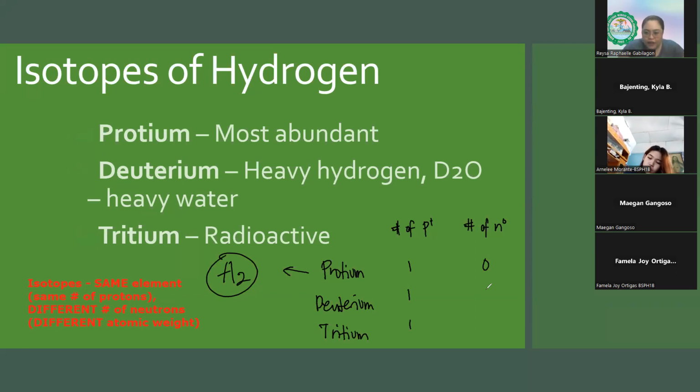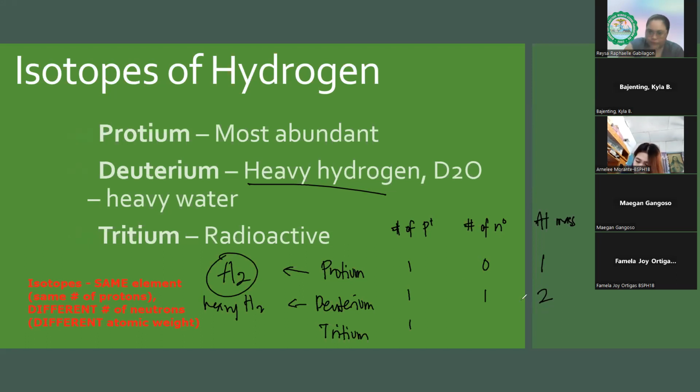And then, deuterium naman, meron siyang isang neutron. So actually, deuterium is known as the heavy hydrogen. Heavy hydrogen siya. Kasi meron siyang isang neutron. So yung atomic mass pala nila, ilagay ko dito ha, this is 1. Ito, 2 na siya. Kasi di ba ina-add natin for atomic mass, number of protons plus number of neutrons.